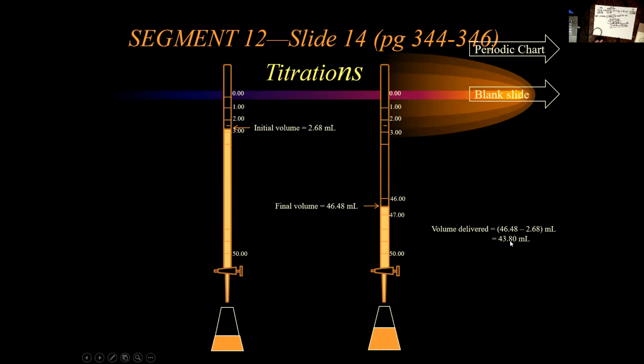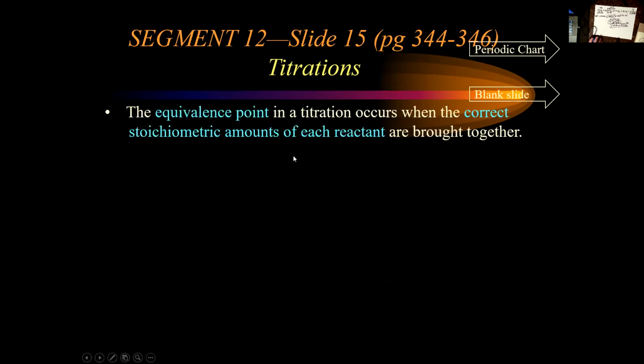And I used this deliberately because if you subtract these two numbers, your calculator will show you 43.8. But it's a burette reading. It has to have 2 decimal places. So you'd have to put that 0 in. Okay? So it's 4 significant figures here instead of 3. You want to make sure the decimal place is correct. So that's how you do titration.